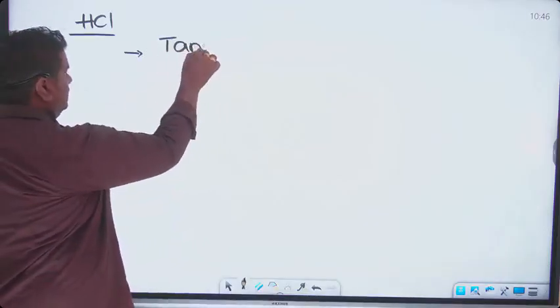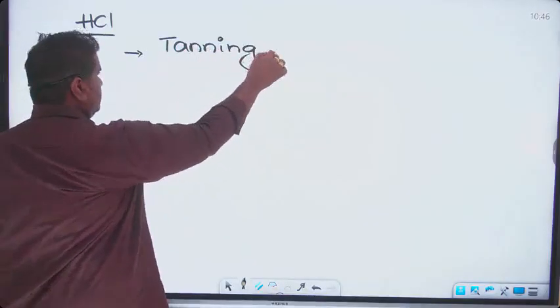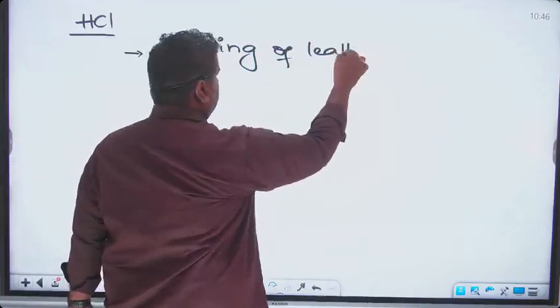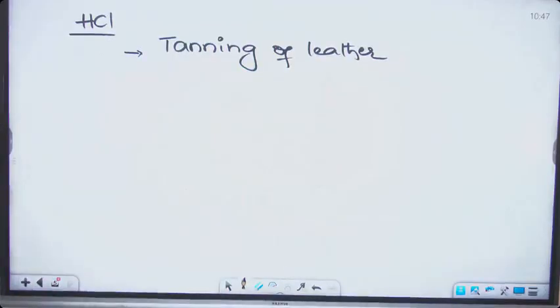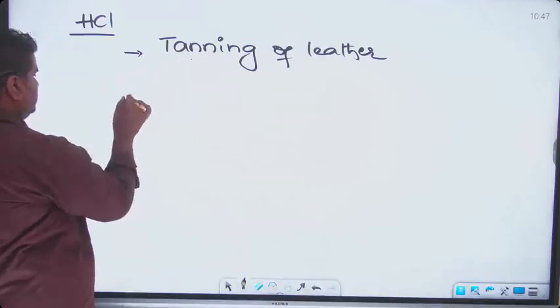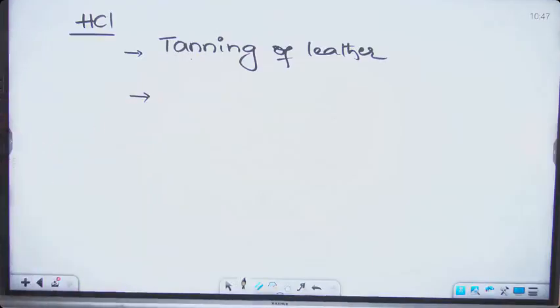Hydrochloric acid is used in tanning of leather. So tanning in the sense changing the color of leather. Now once upon a time leather అంటే black, leather brown మాత్రమే మనకు available ఉండేది. But as on today's date, especially ladies use చేసే handbags చూసినట్లయితే you get different colors in case of leather. You have got white color, at the same time you have got pink, yellow, blue, green, different colors. So the process of changing the color of leather is known as tanning. So HCl is used in tanning of leather.